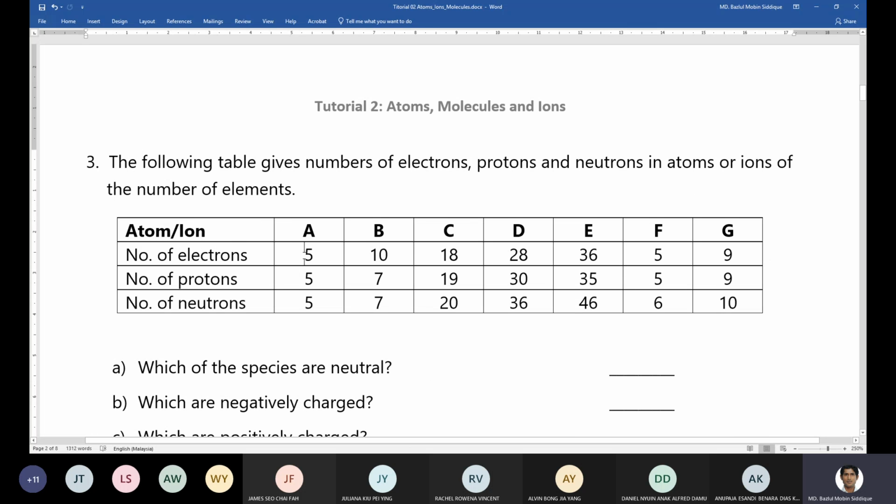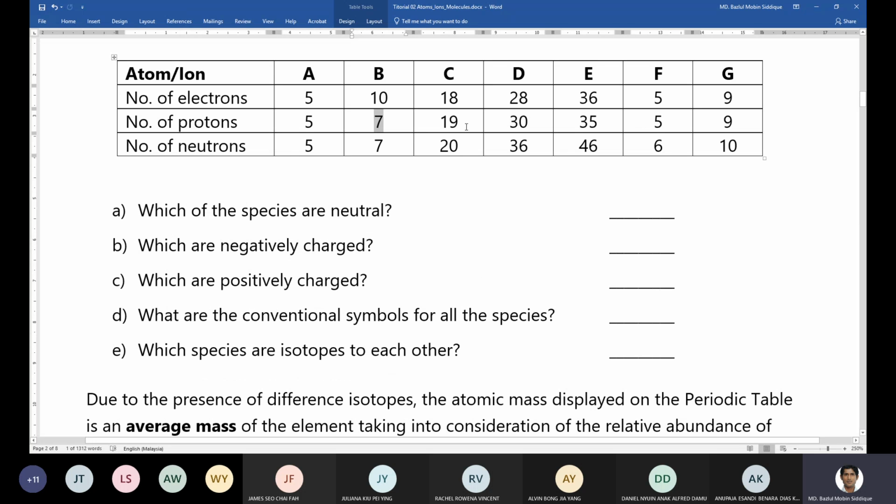How do you find it? We have to go to the periodic table and see which element has proton number 5, because the proton number can only be for that element. It cannot be for any other element. So for 5 protons, it will be boron. Then the next is nitrogen, and so on. You can look at the periodic table and try to find out which one is which.